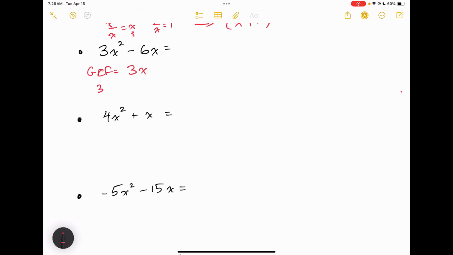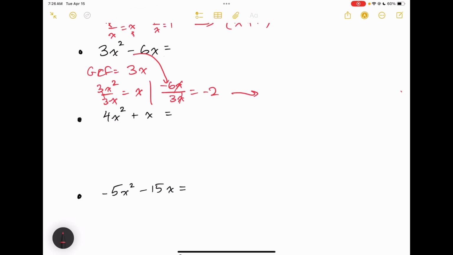Now we're going to divide. 3x squared divided by 3x. That's going to be 3 divided by 3 is 1. X squared divided by x is x. And then negative 6x over 3x. We want that negative to follow. Keep that in mind. That's going to be negative 2, and the x's just go.